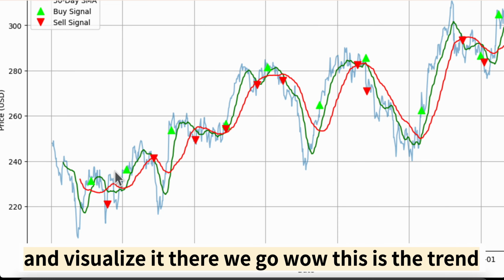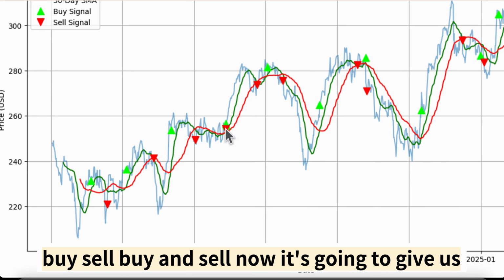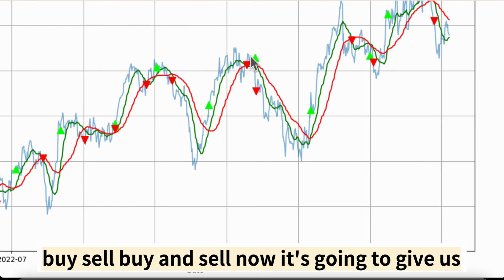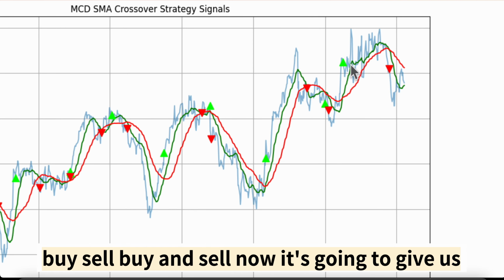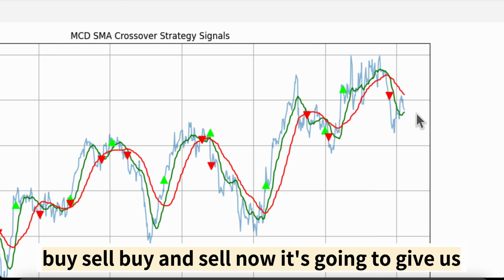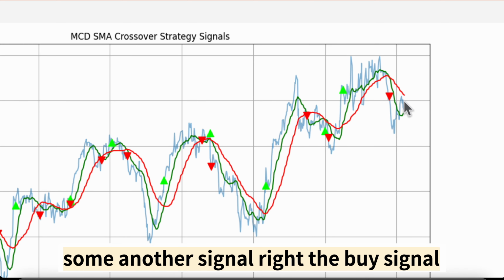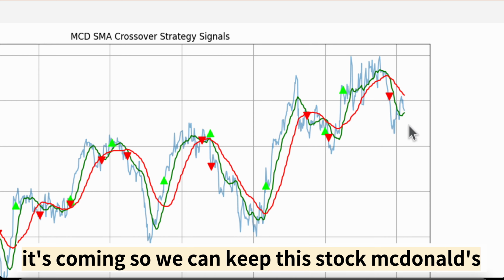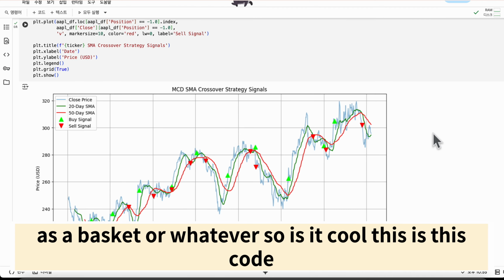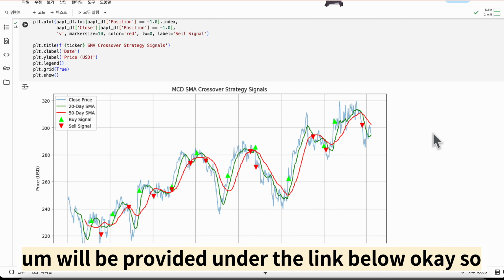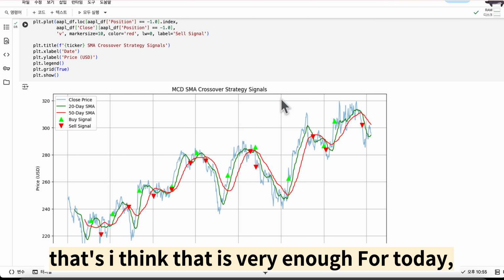Wow, this is the trend. Buy, sell, buy, sell, and so on, through many cycles. Now it's going to give us another signal, right? The buy signal is coming. So we can keep this stock, McDonald's, in a basket or whatever. Is it cool? This code will be provided under the link below. Okay, I think that is enough for today.